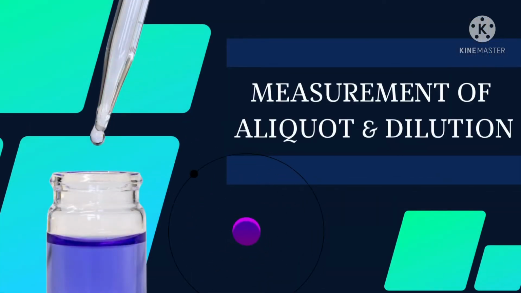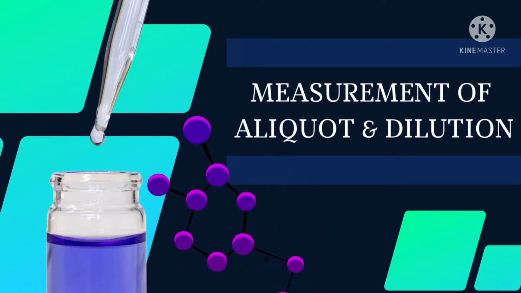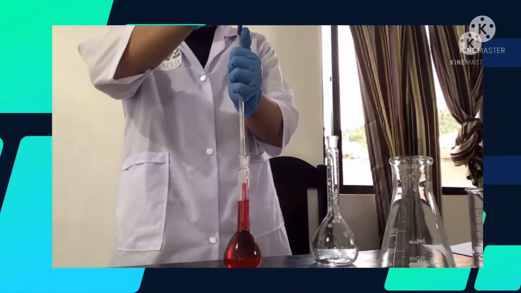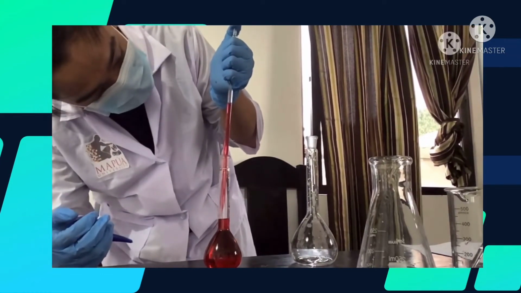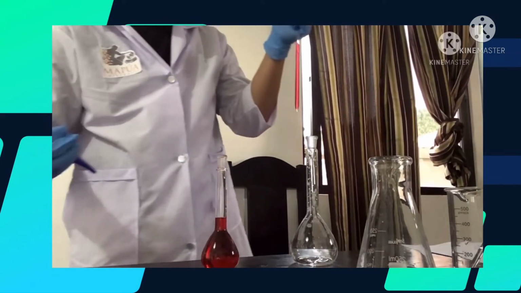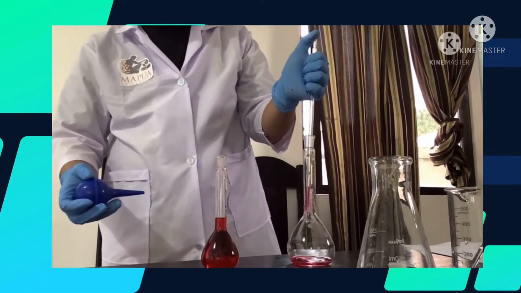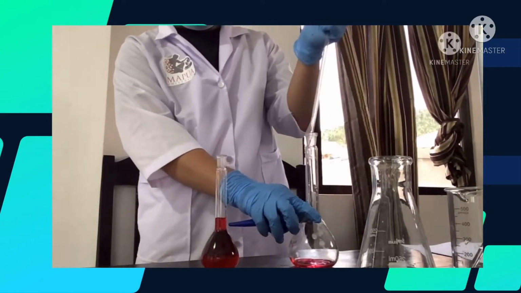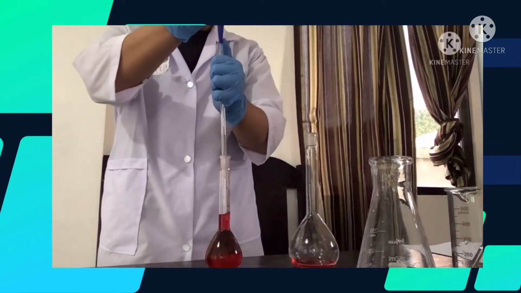Moving on, let us now proceed to the measurement of the aliquot and dilution. For the measurement of aliquot and dilution, carefully fill the pipette with the solution that we have prepared from the previous part of the experiment. Place the pipette tip well into the 250 ml volumetric flask and allow the liquid to drain. When the free flow ceases, rest the tip against the inner wall of the flask for 10 seconds. And finally, we withdraw the pipette with a rotating motion to remove any liquid adhering to the tip.